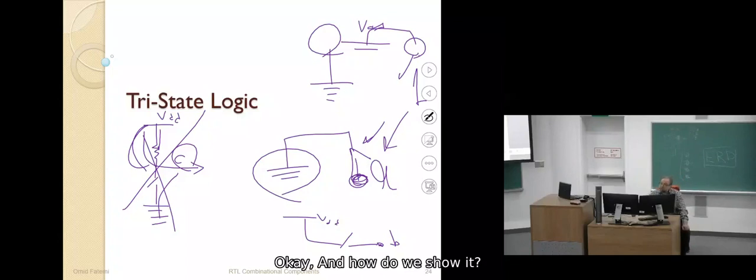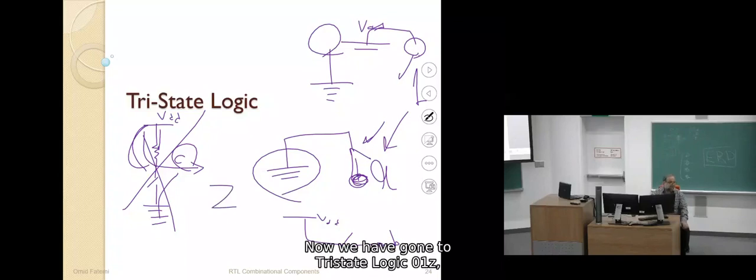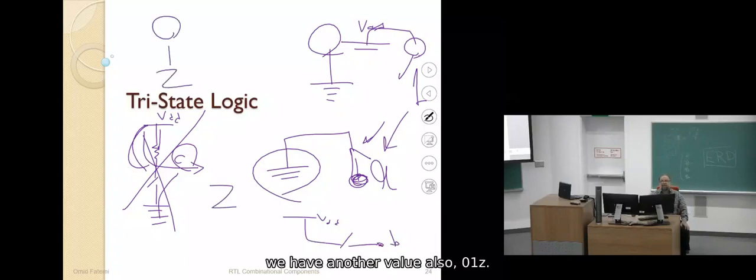And how do we show it? We show it with Z. So now we have gone to a tri-state logic. 0, 1, Z. So we have another value also, 0, 1, Z. And this has a lot in digital design. It is not something that we don't use. We use it a lot.